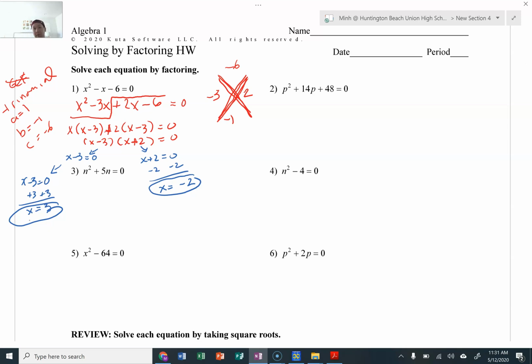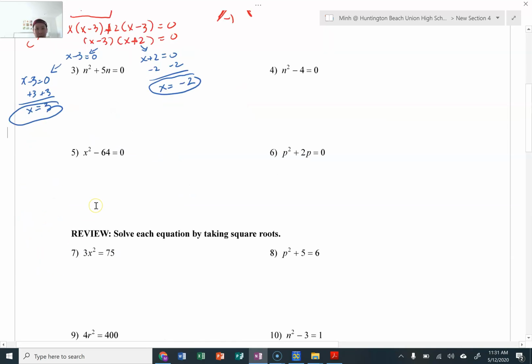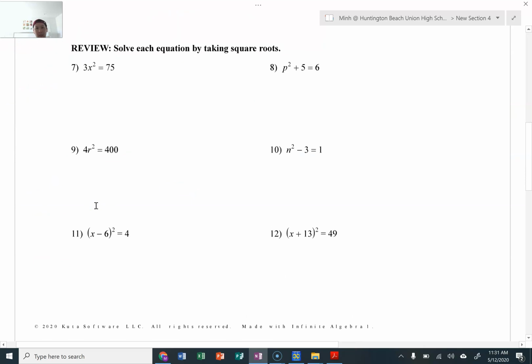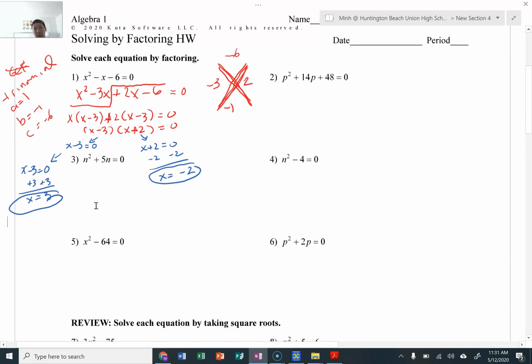I put up 5 other problems for you to do, based off of factoring from the previous unit. There's also a review from yesterday, so make sure you get that done. You're going to be constantly reviewing this week.